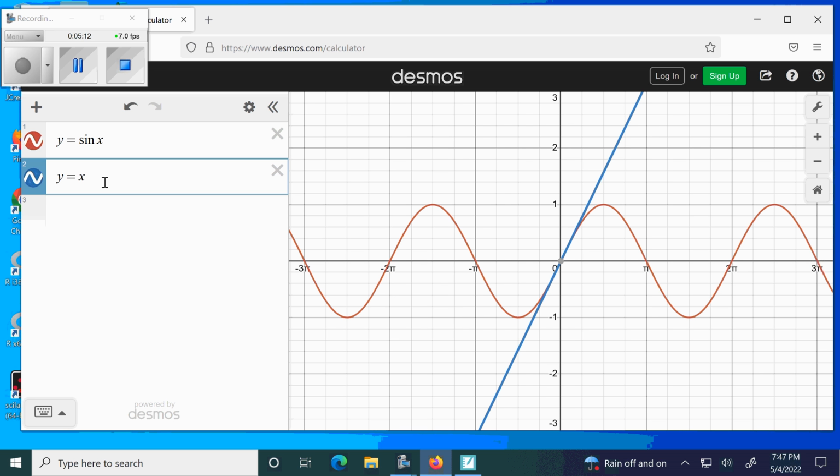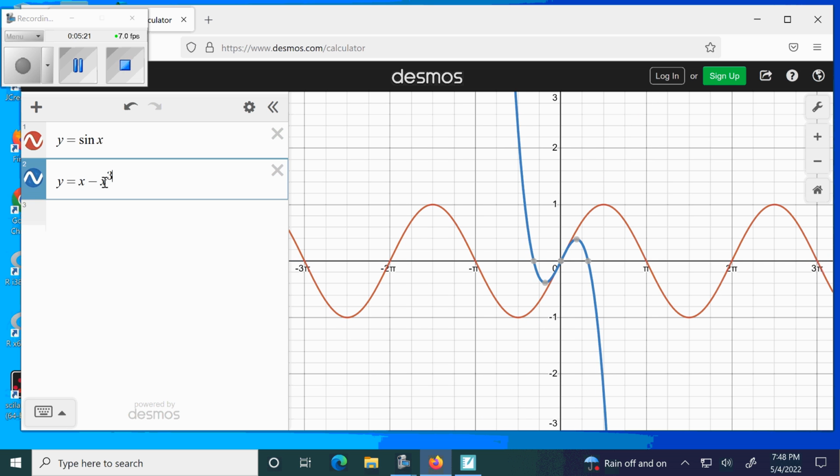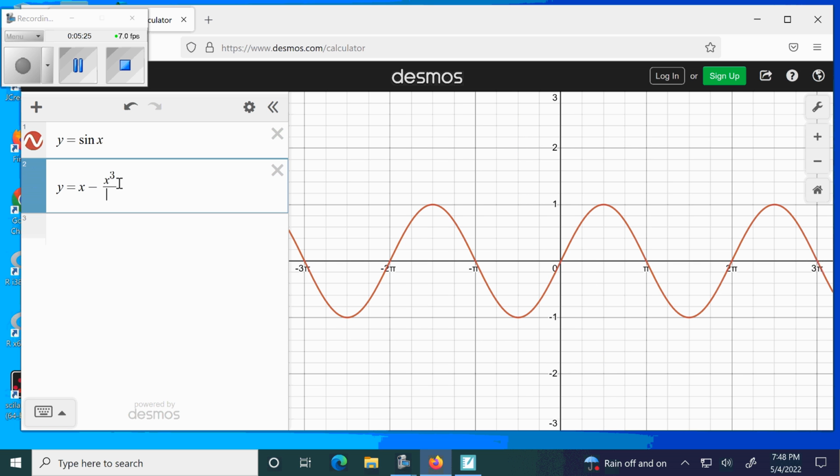But let's now add in another term. y is equal to x minus x cubed divided by 3 factorial. So now we get something that is a cubic function. The blue is a cubic function, and it begins to approximate y is equal to sine x even better.